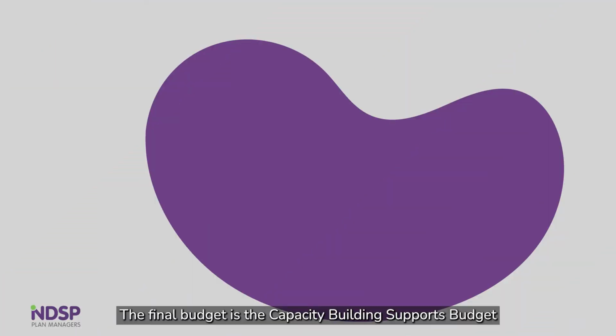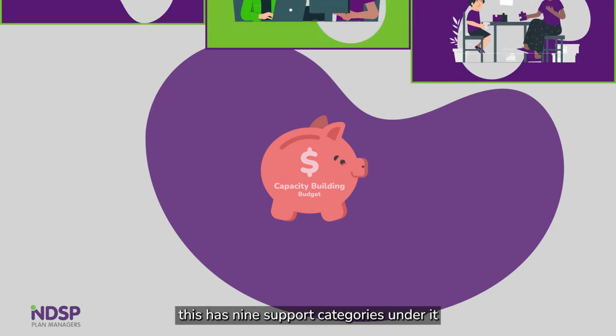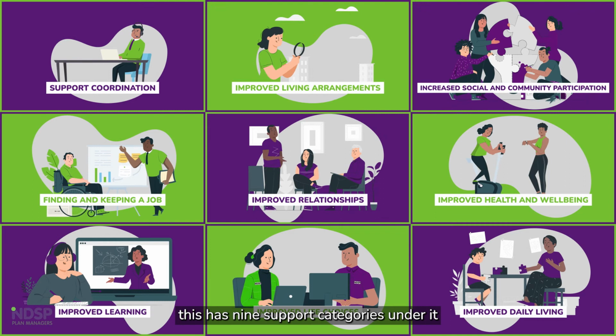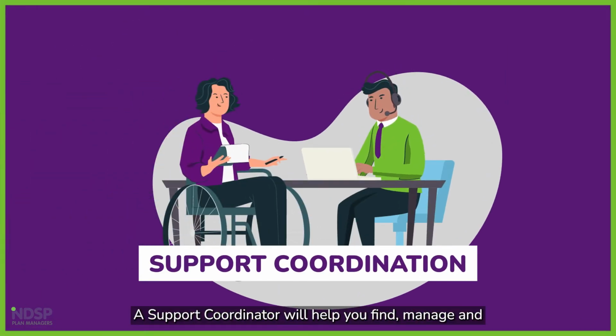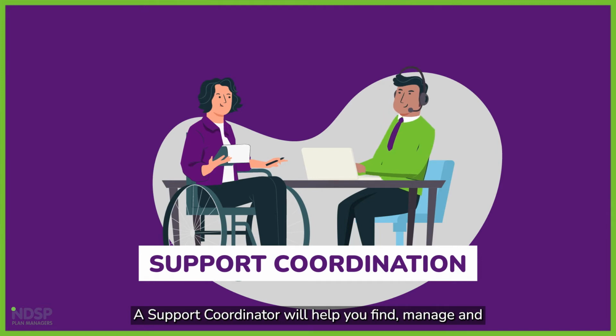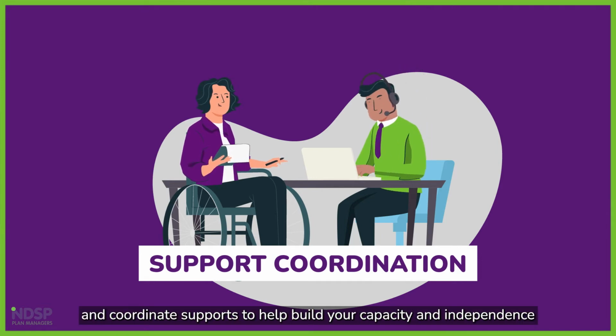The final budget is the Capacity Building Supports budget. This has 9 support categories under it, all with the goal of helping you build your independence and give you skills to reach your long-term goals. Unlike core, these budgets cannot be moved from one category to another. A support coordinator will help you find, manage, and coordinate supports to help build your capacity and independence.